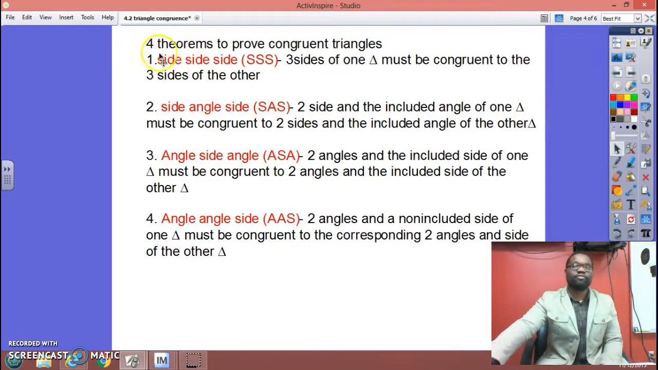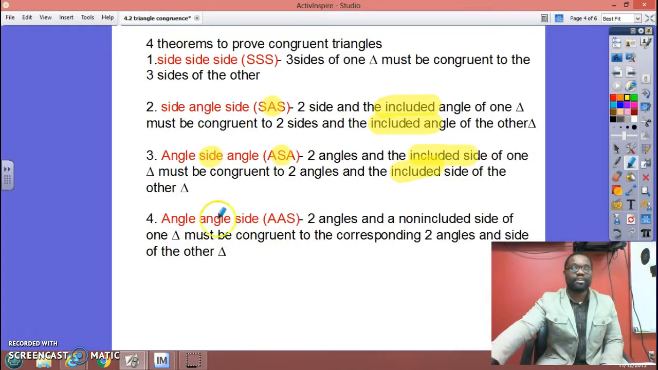Now here are four of the ways that we will prove that triangles are congruent. And the idea is that you have to show that one of these exists in order for you to say that triangles are congruent. Let me say that again. You have to prove that one of these exists before you can say that triangles are congruent. And so what's really important is that you understand this word right here, included. Angle, side, angle, the angle has to be sandwiched in between the two sides. Angle, side, angle, the side has to be sandwiched in between the two angles.